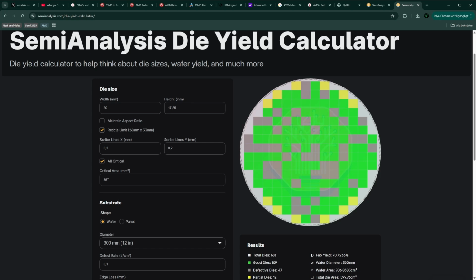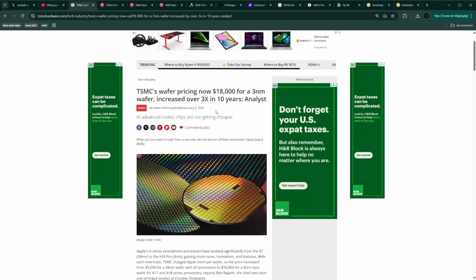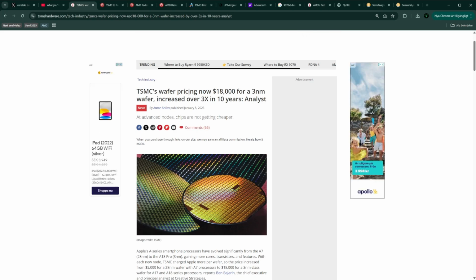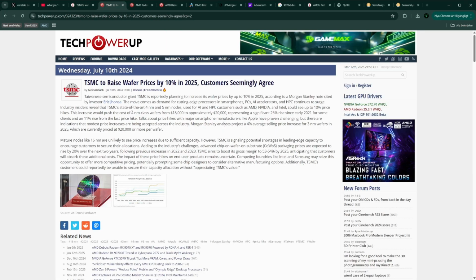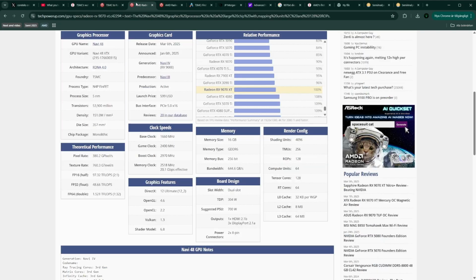Again, correct me if I'm wrong, but the relationship is probably that the 9070 XT has lesser margin, in my opinion. So if AMD would sell that chip now at $499 instead of $599, they would give this chip away for free. And this is especially important to know since we are in a market where TSMC's wafer pricing is now at $18,000 or so for the 3-nanometer wafer, which they say has increased over 3x in the past 10 years. Another article here says that TSMC will raise wafer prices by 10% in 2025, in excess of $20,000 or so per wafer for the newer ones. But even the 4-nanometer class wafers are around $18,000. So a lot has been happening.